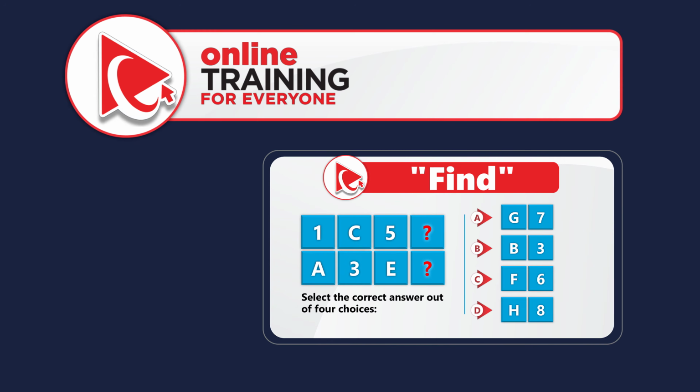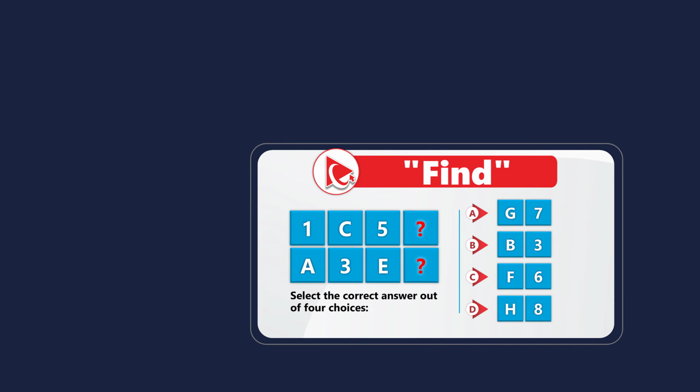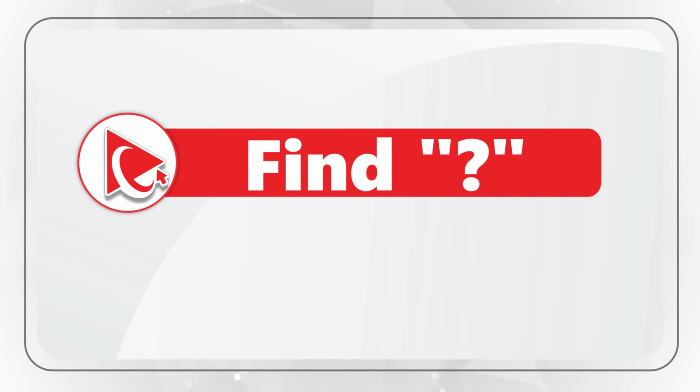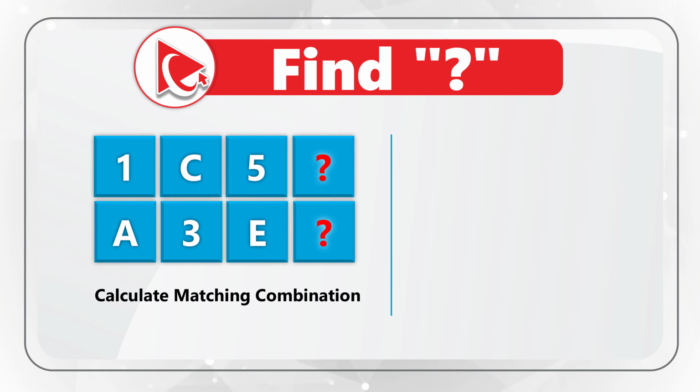Calculating missing items is one of my favorite questions, especially considering the fact that calculations are very simple. You're presented with two rows of values. The first row contains values 1, C, 5, and then comes the missing value. And the second row contains values A, 3, E, and then comes the missing value. You need to select the calculated combination out of 4 different choices.